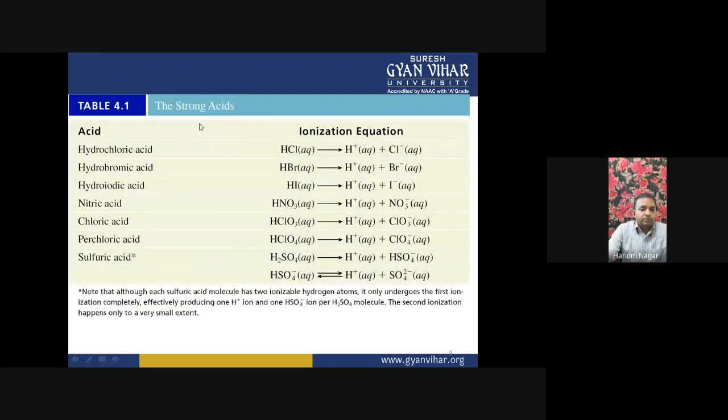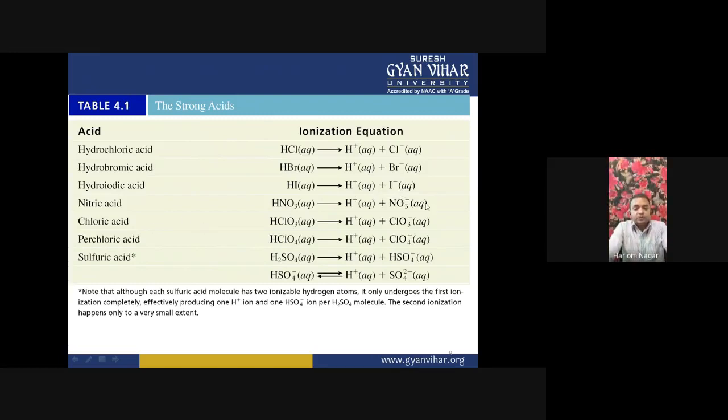Now the table of the strong acids: hydrochloric acid, HCl. When we dissolve this in aqueous solution, I mean the water, then this is dissociated into the H plus ion and Cl minus ion. Just like this, hydrobromic acid HBr dissociates into H plus ion and Br minus ion. And same like this, hydroiodic acid HI dissociates into the H plus and I minus ions.